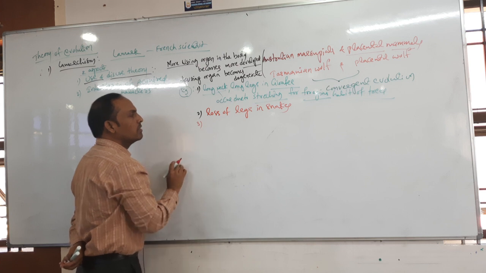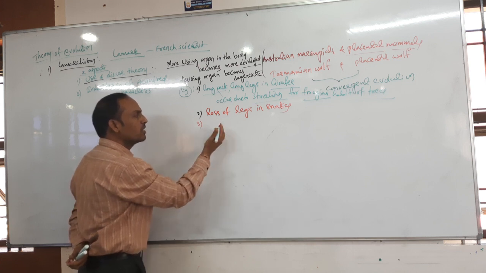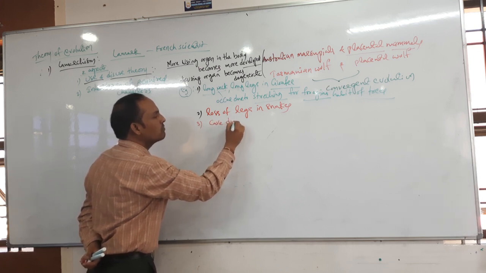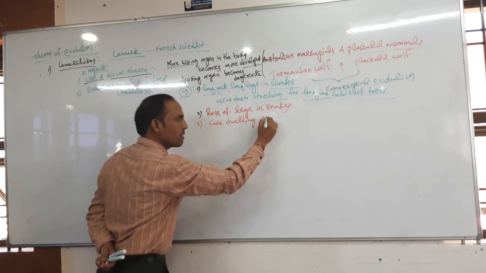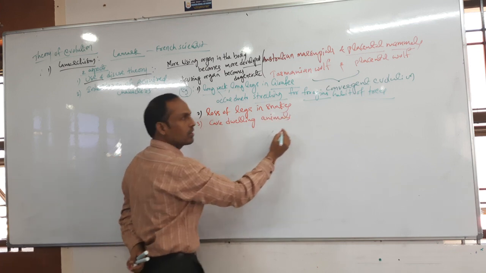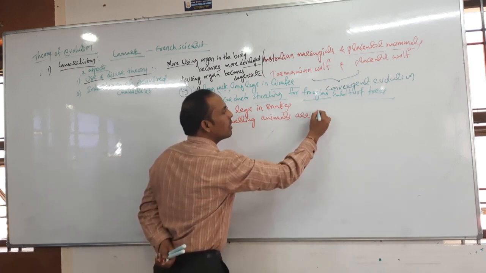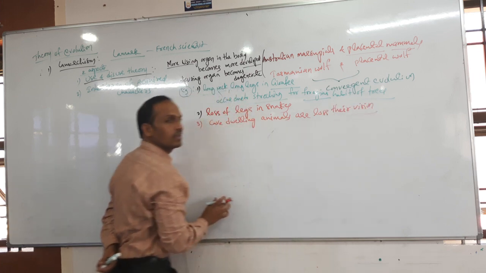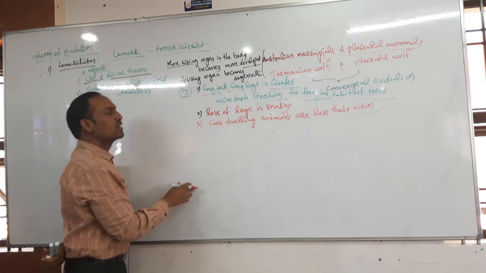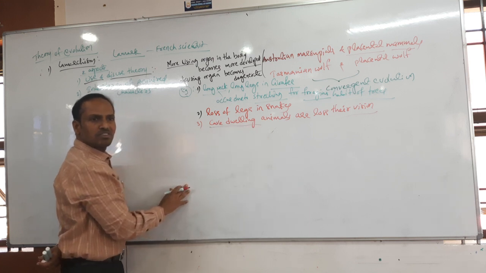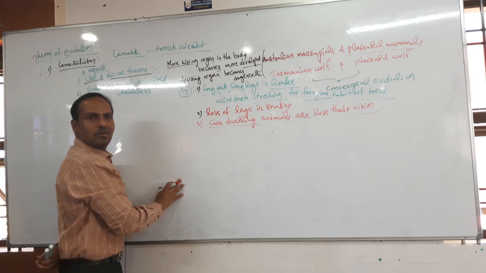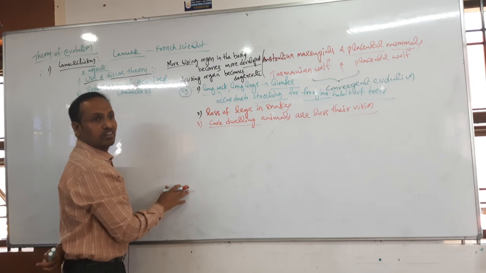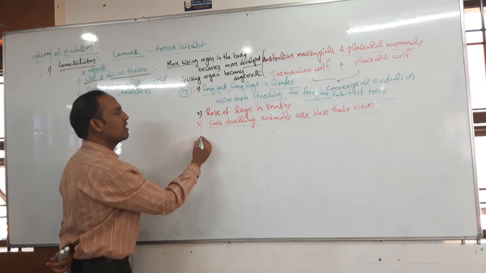The third example they are telling is mainly cave dwelling animals. Cave dwelling animals have lost their vision. Do you know about eyes? Those are living in the caves. The best example is bats. Bats have eyes, but they are not visible. They are not at all useful for vision. That's why cave dwelling animals.